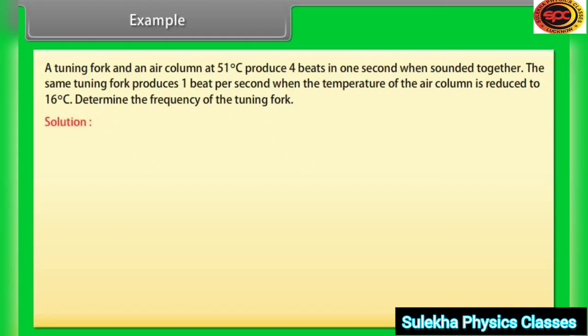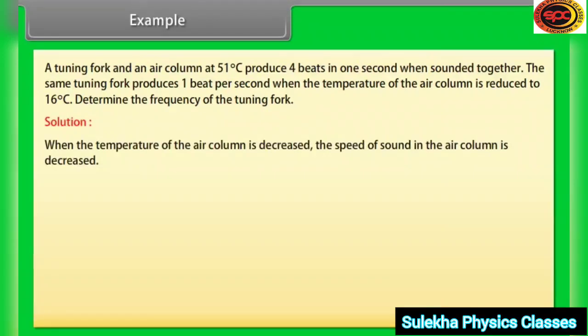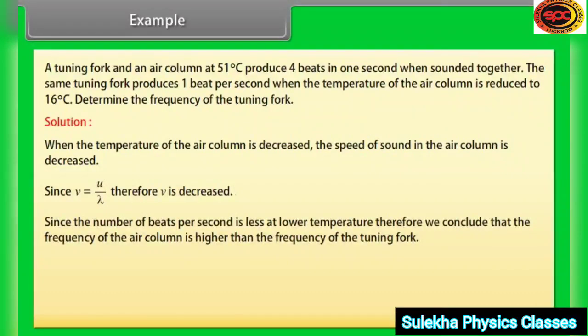Let's see the solution. When the temperature of the air column is decreased, the speed of the sound in the air column is decreased. Since v is equal to nu times lambda, therefore v is decreased. Since the number of beats per second is less at lower temperature, we conclude that the frequency of the air column is higher than the frequency of the tuning fork.